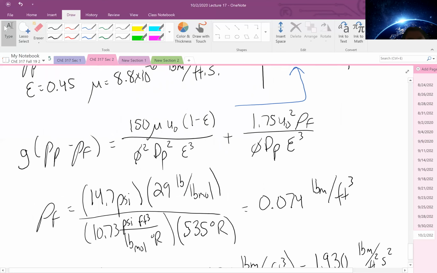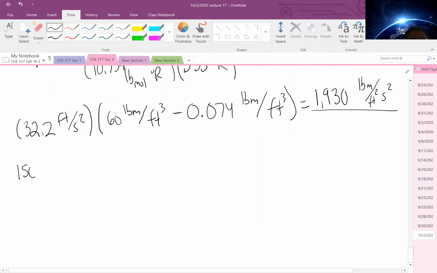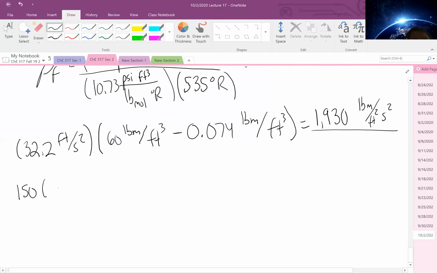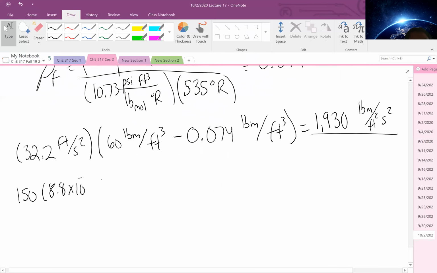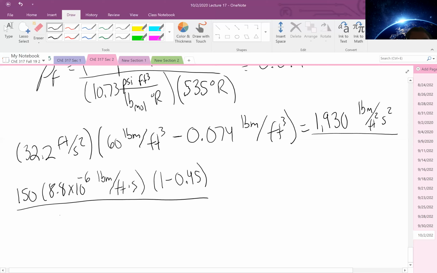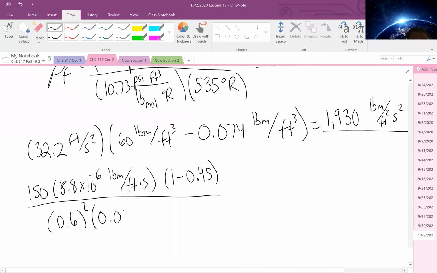So I look at my next term, which is 150 times my viscosity, which was given as 8.8 times 10 to the minus 6, pound mass per foot second, times our 1 minus our void fraction of 0.45, divided by our sphericity squared, or 0.6 squared, times the diameter of our particle, which we found was 0.0167 feet, squared, times our void fraction of 0.45 cubed, times u sub m, which is what we do not know. So what does this term come out to be?